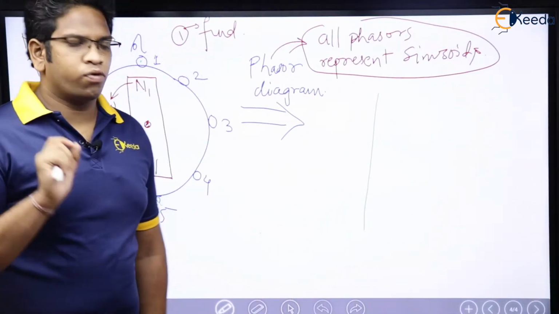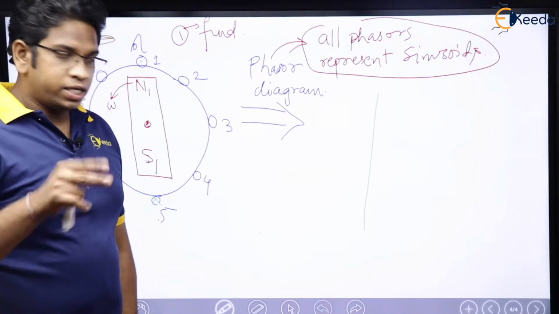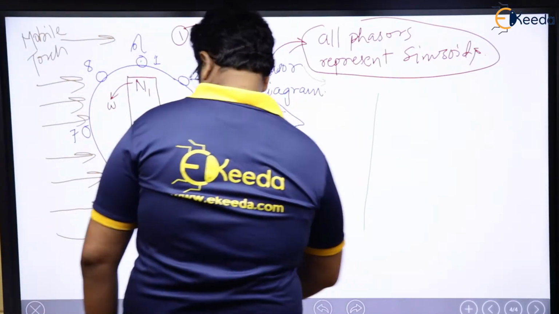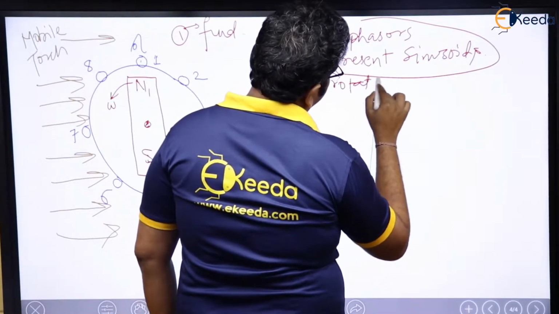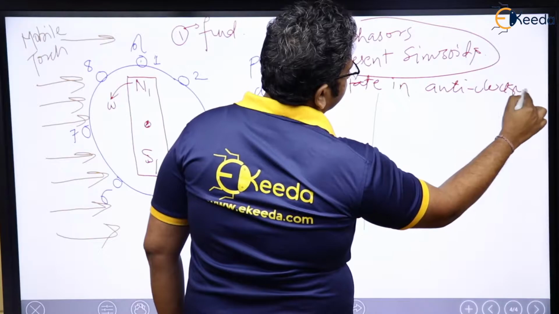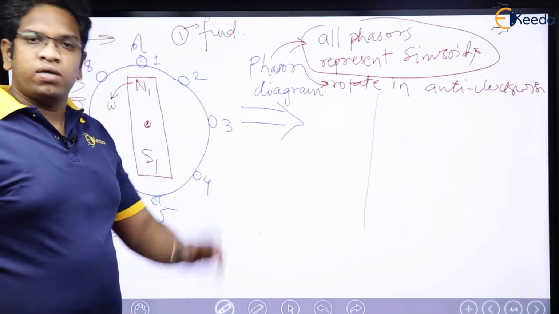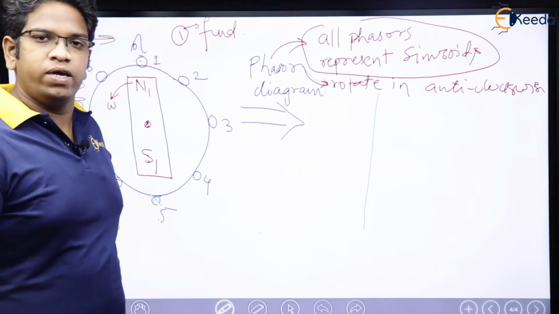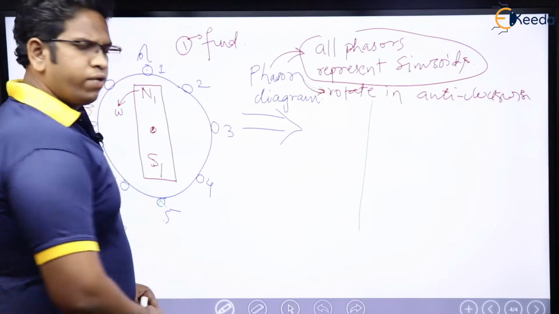The concept is very easy. Just focus. We know the second rule: all phasors rotate in the anti-clockwise direction always. Why in the anti-clockwise direction only? Ancestors said so. That is the reason we think of it as the anti-clockwise direction. Anyway, see here, very easy, very simple.